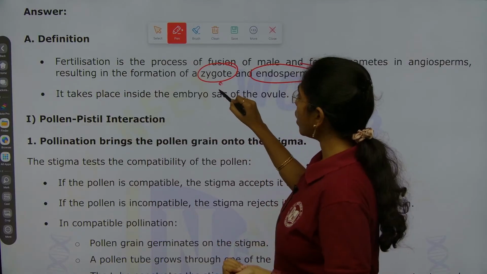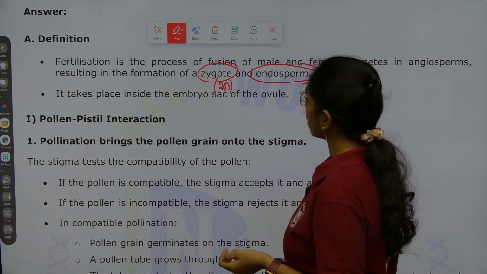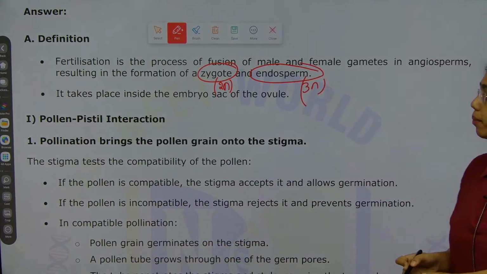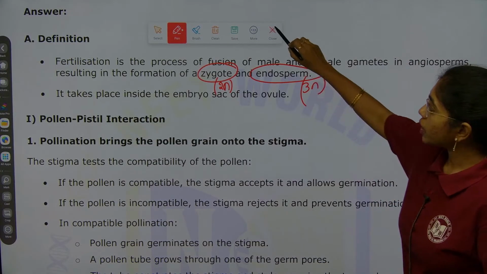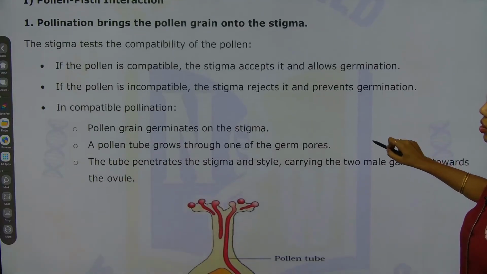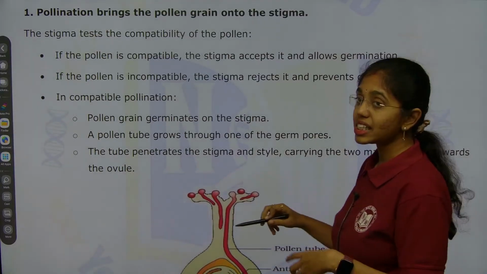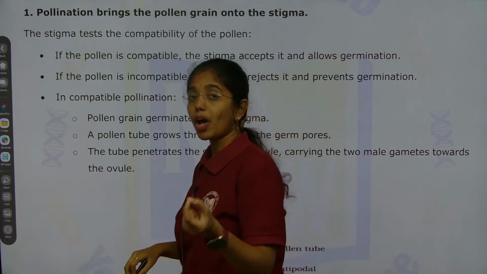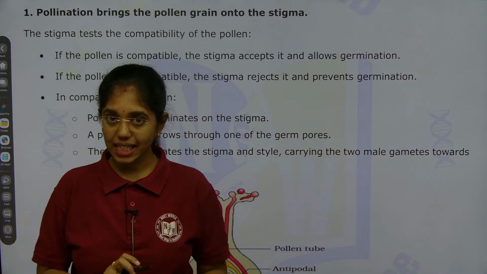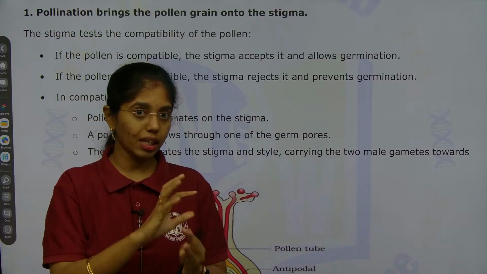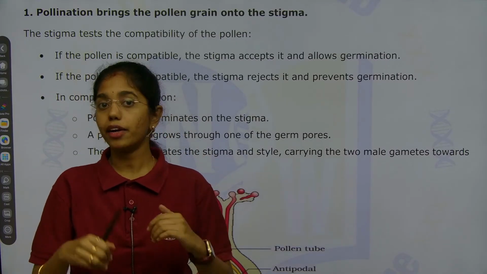Zygote whose ploidy is what? Diploid, and endosperm ploidy is triploid. It takes place inside the embryo sac of the ovule. Here you see pollen pistil interaction. The pollination will bring the pollen grains onto the stigma. Stigma will test for the compatibility of the pollen. In self incompatibility, pollen grains of the same flower will not be accepted by the stigma. Many pollen grains may land on the stigma, but the stigma will not accept them until a compatible pollen grain comes and lands over the stigma.